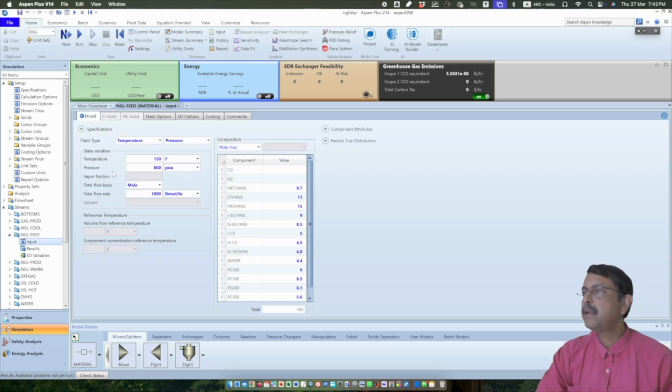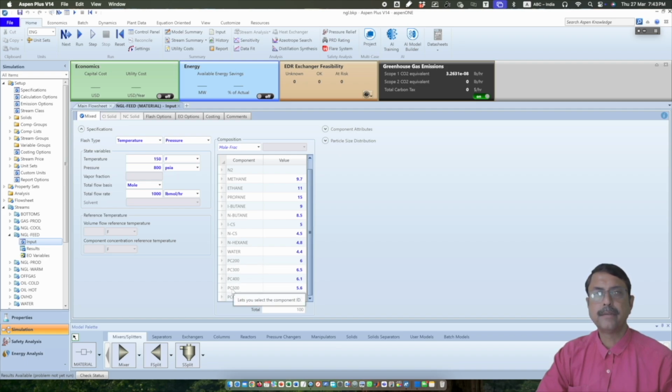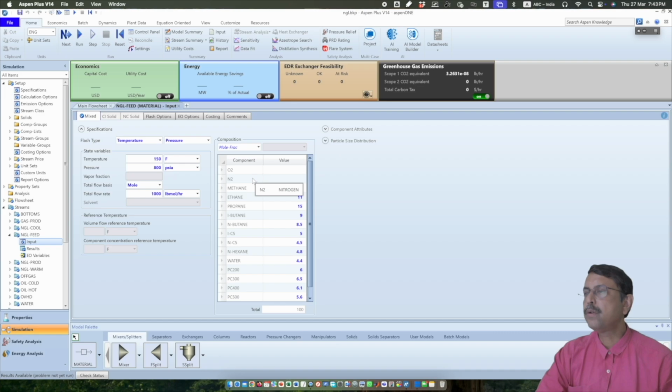For the NGL feed, the temperature is 150 Fahrenheit and the pressure is 800 psia. The molar flow rate has been given, and the components methane, ethane, propane, isobutane, everything has been given over here, including the pseudo components. Now, oxygen and nitrogen are not there in this. I do not know why they have taken these as components.